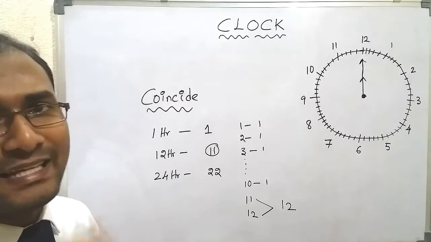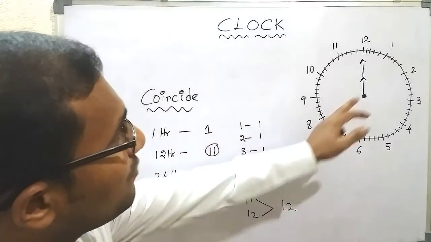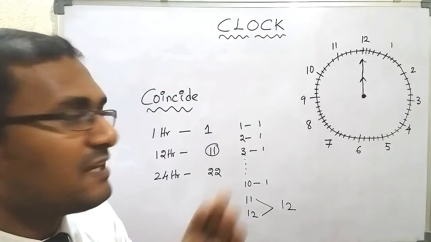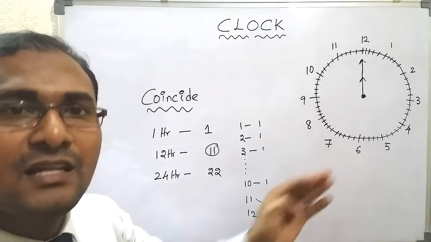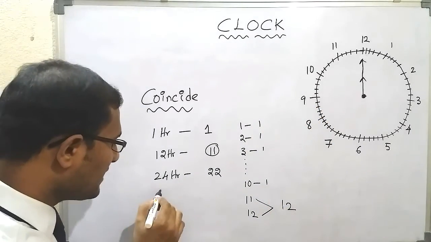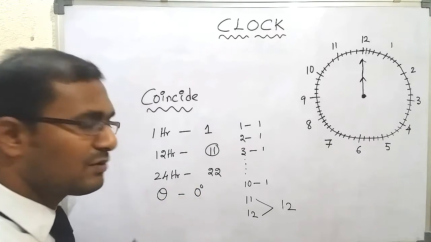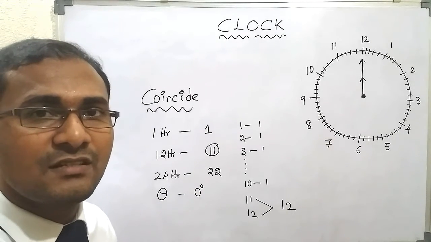So what is the angle between the hours hand and the minutes hand when the condition is coincide? That means if the minutes hand and the hours hand are coinciding, what is the angle between them? It is 0 degree.